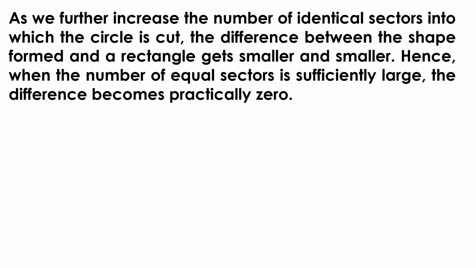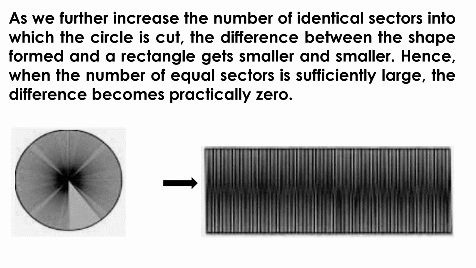As we further increase the number of identical sectors into which the circle is cut, the difference between the shape formed and a rectangle gets smaller and smaller. Hence, when the number of equal sectors is sufficiently large, the difference becomes practically zero. Ayan, so nagiging rectangle na siya.